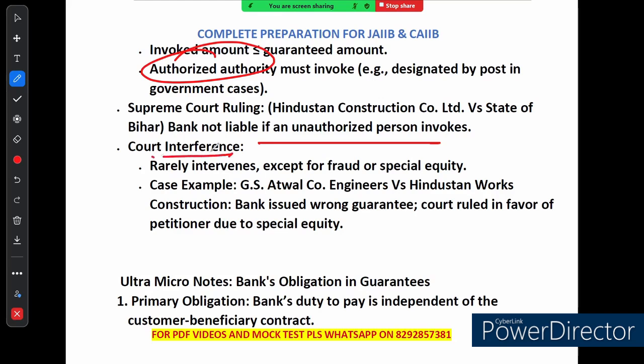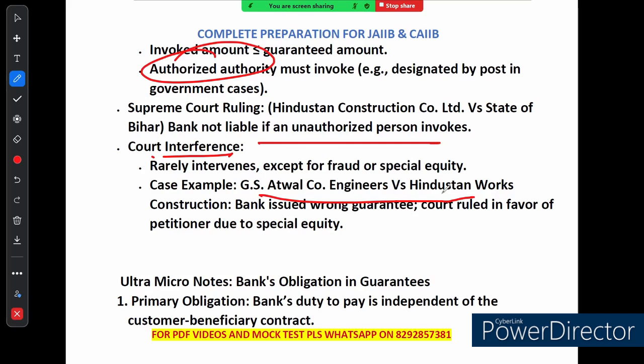Now let's talk about court interference. Courts rarely get involved unless there is fraud or a special equity in the case. In one case, GS Atwal and Co. Engineer versus Hindustan Work, the bank issued a wrong guarantee and the court favored the petitioner due to the special equity.